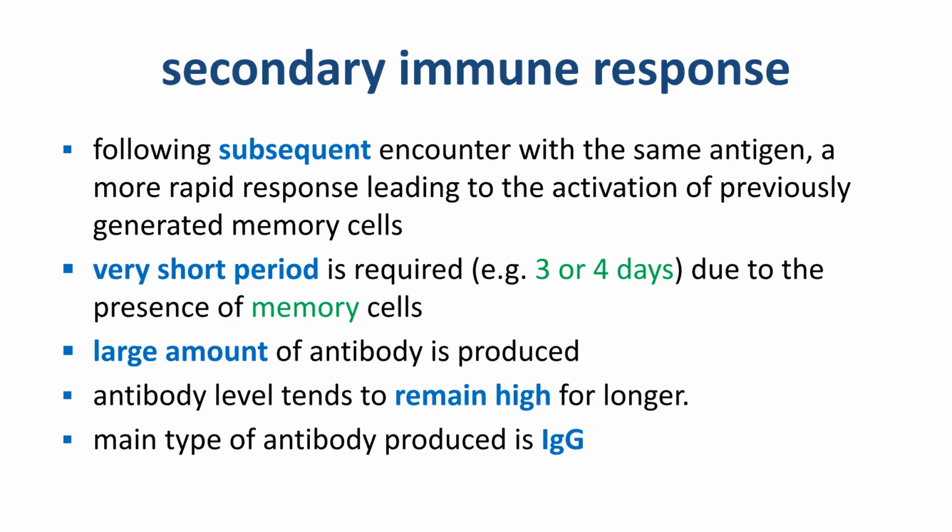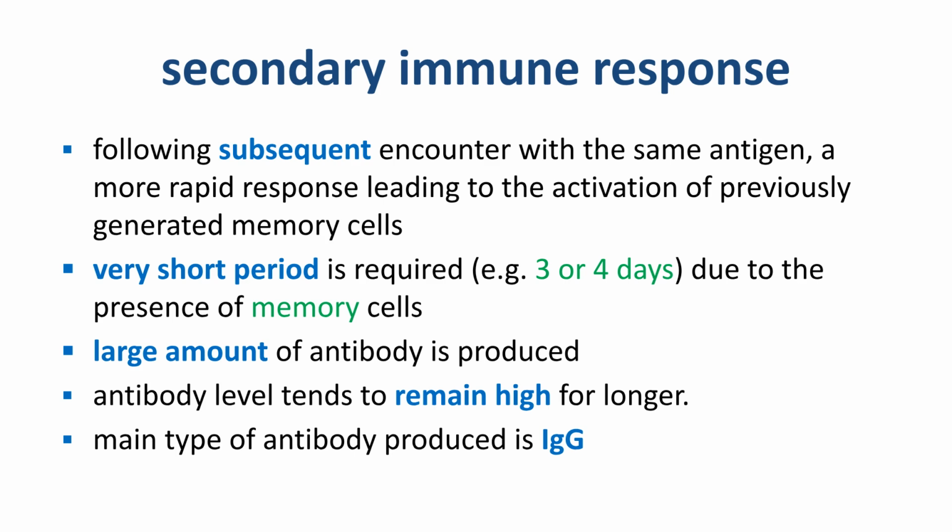Memory B cells can quickly differentiate into plasma cells, producing massive quantities of antibodies, overwhelming the pathogen before it establishes infection. Antibody levels tend to remain high for longer periods. While primary response antibodies eventually decline, secondary responses maintain elevated antibody levels for extended periods. The main antibody type produced is IgG rather than IgM.